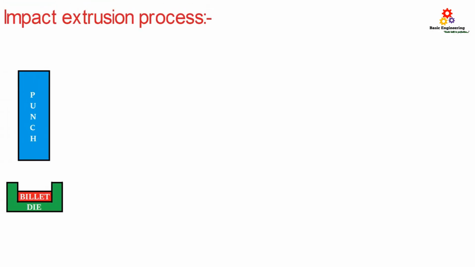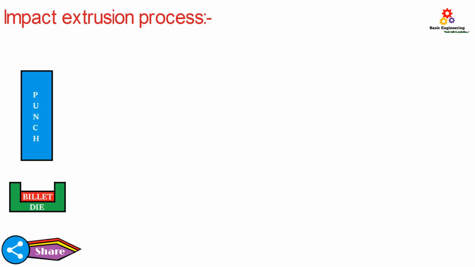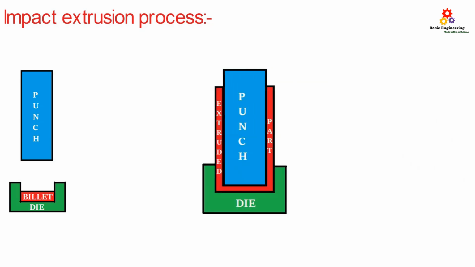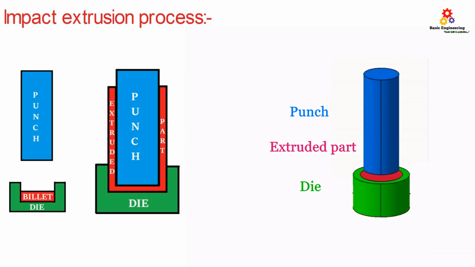Impact extrusion process. This setup consists of a punch and die as major components. This process is best suited for production of short length products. In this vertical arrangement, the punch will fall down with a large magnitude of force, and the metal placed on the die gets expanded in the clearance between die and punch.